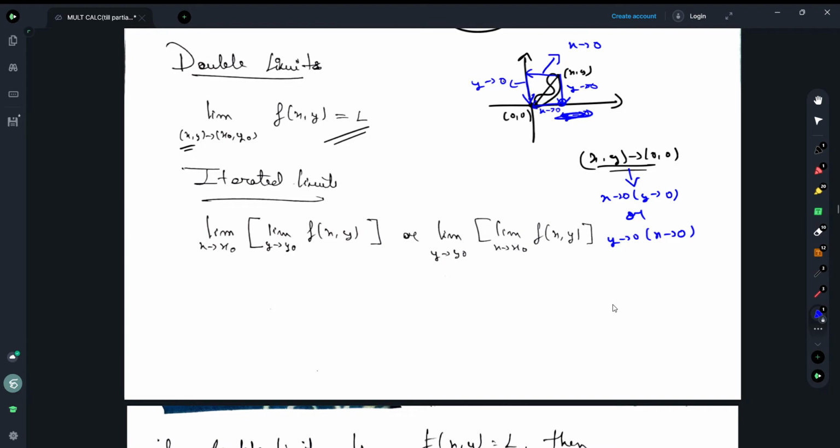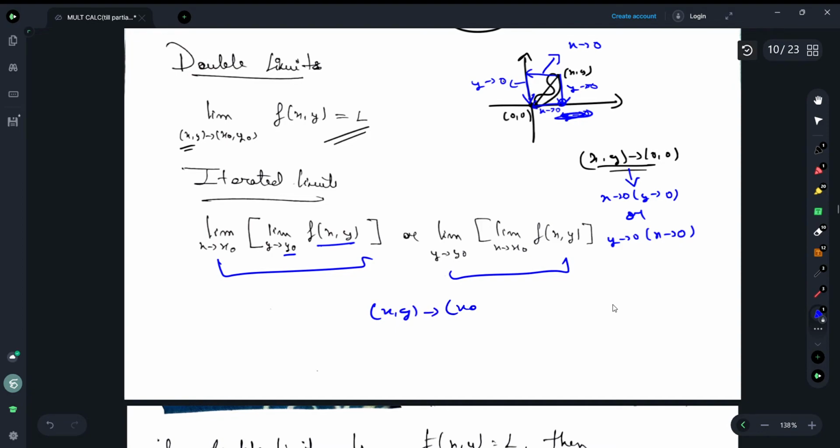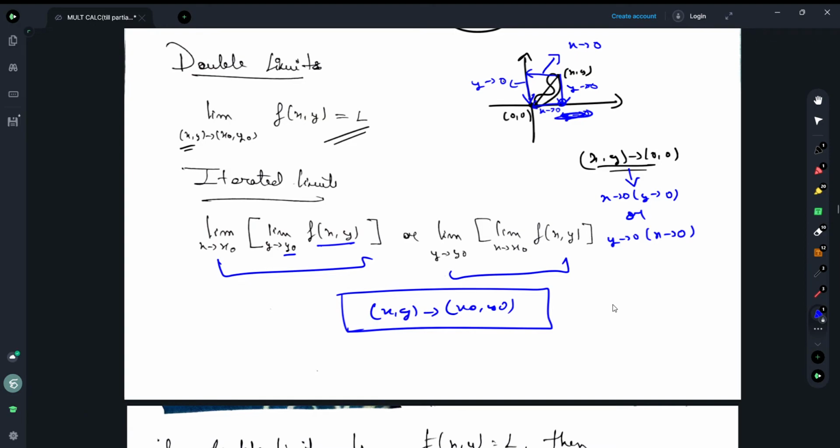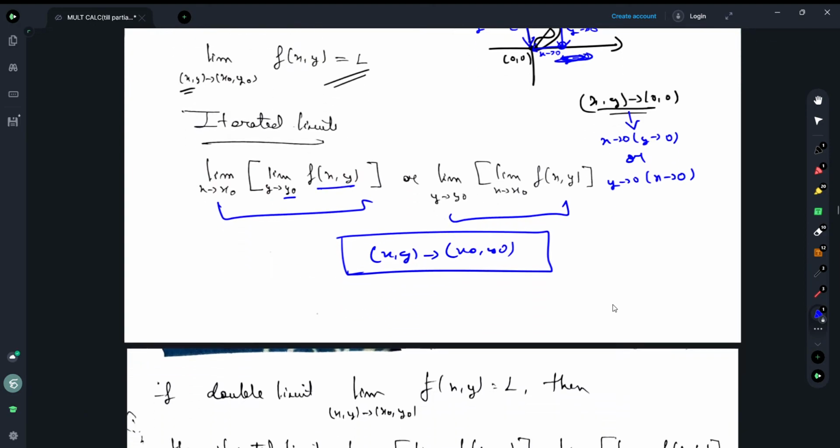This gives you the concept of the iterated limit. So what is the iterated limit? The iterated limit of f(x,y) is basically first letting y approach y0 and then x approaching x0, or first letting x approach x0 and then y approach y0. So in these two cases also we are making (x,y) reach (x0,y0), but taking paths independently. Clear? Okay. I hope this particular concept is clear. Right.